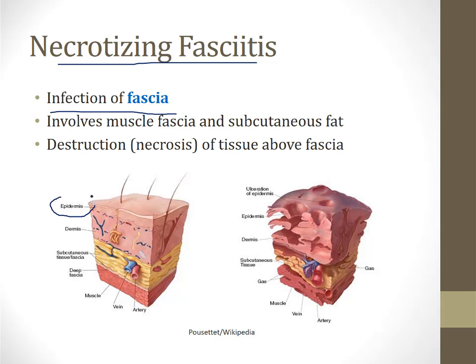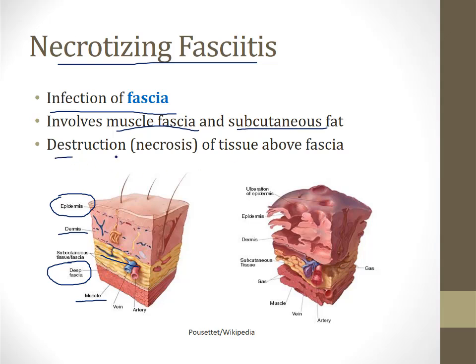We've got the epidermis as the most superficial layer. Beneath that is the dermis. Beneath the dermis is the subcutaneous fat, and beneath that we have muscle and deep fascia. Deep fascia covers the muscle, and that's what becomes infected in necrotizing fasciitis. It's infection of the muscle fascia and the subcutaneous fat.